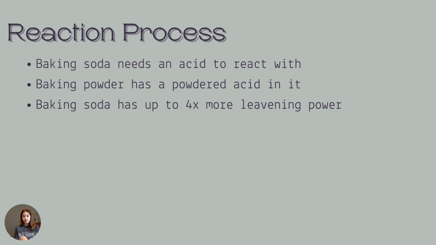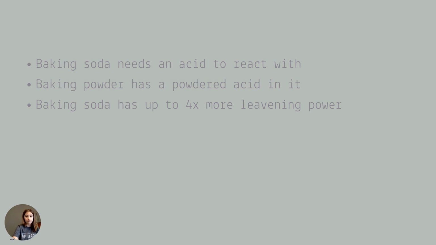But baking powder already has a powdered acid in it, so it doesn't need an acid in the recipe to react with. Like I said, it's a one-stop shop. But since that baking powder is diluted essentially by that powdered acid and by that cornstarch, baking soda has up to 4 times more leavening power than baking powder of the same weight. But that baking soda is going to need an acid in the recipe or else it's useless.